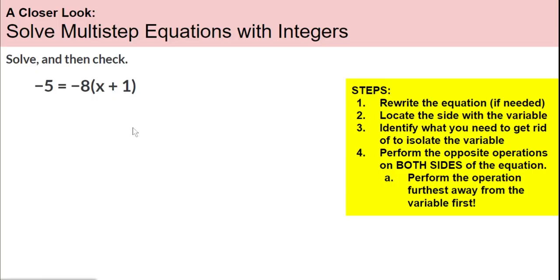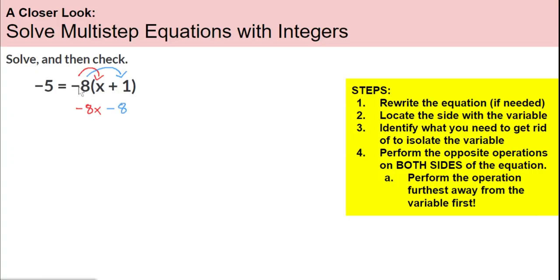All right, so a couple things we could do. Steps very similar. We could rewrite the equation. Okay, and one thing you could do to rewrite this equation, maybe you don't like that, is you could use the distributive property. You could distribute the -8, so that would be -8 times x, which would give us -8x, and then you could distribute the -8 to the +1, which would change the plus sign to a minus, and so it would be a -8.